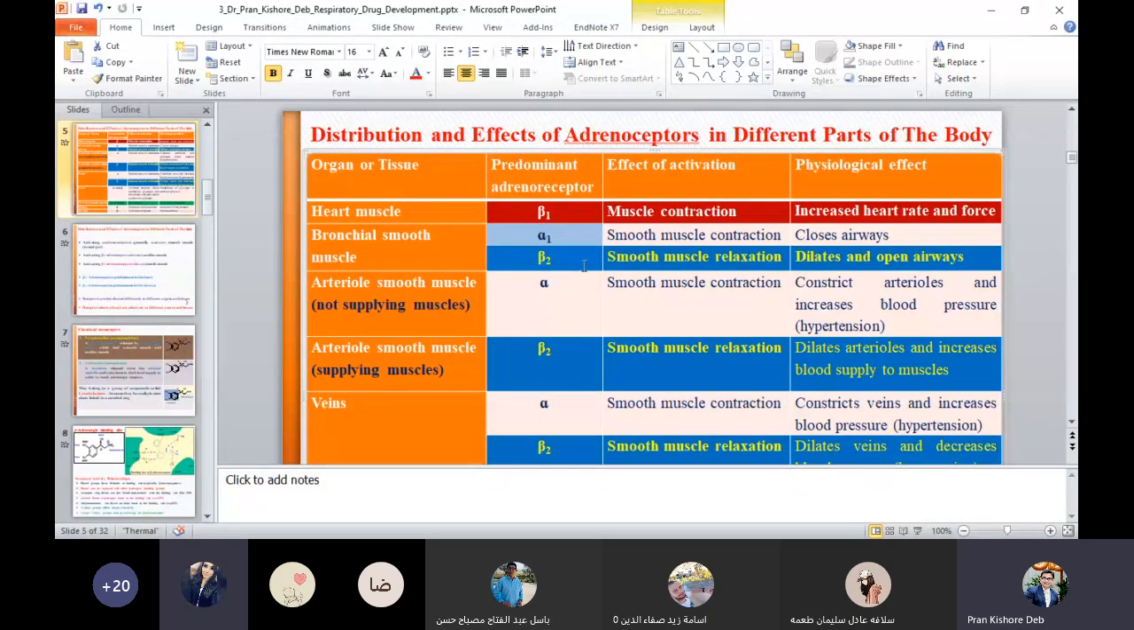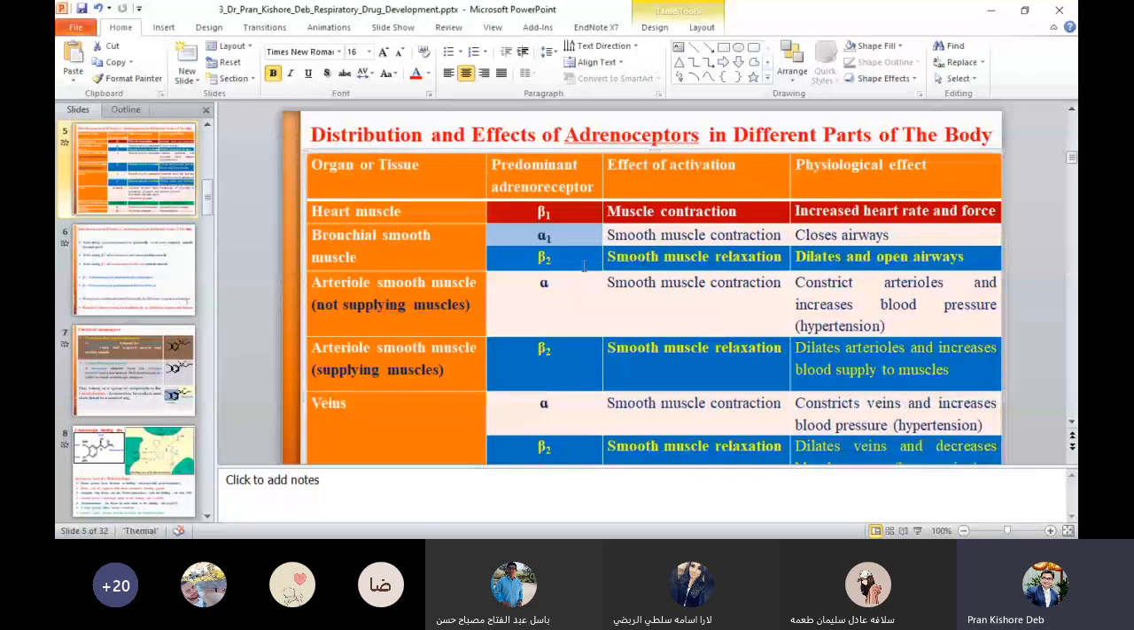Doctor, are there any drugs that act on alpha 1 and beta 2 at the same time? We'll come to the drugs later. Now try to understand what happened. First of all, to answer your question, yes, there are drugs which can act on both. Since you see the name of the chapter, respiratory drug development, we will see it later, in the later part of the slides.